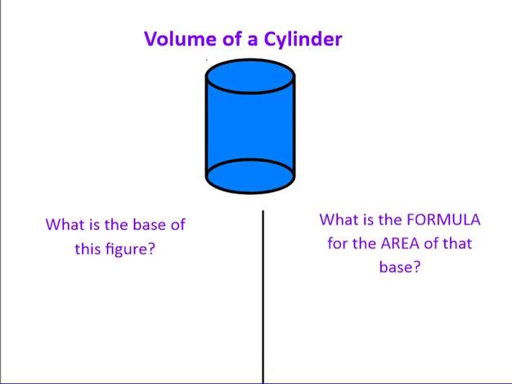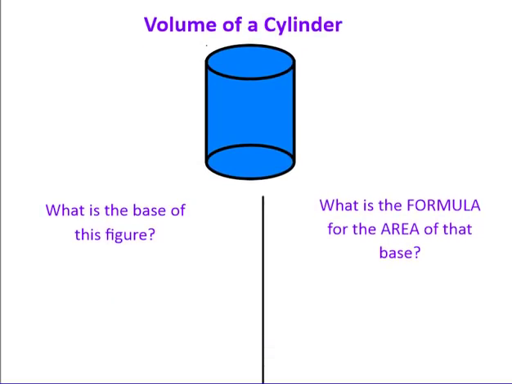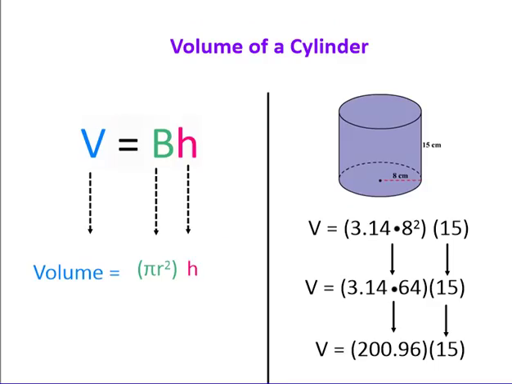Another shape we're going to work with is the cylinder. So the base of this cylinder is going to be this circle right here. So we have a circle. And then what's the formula for the area of a circle? Well, we know that it's pi r squared. So if you can take a guess already, what we're going to do for that big B is pi r squared. So let's take a look.